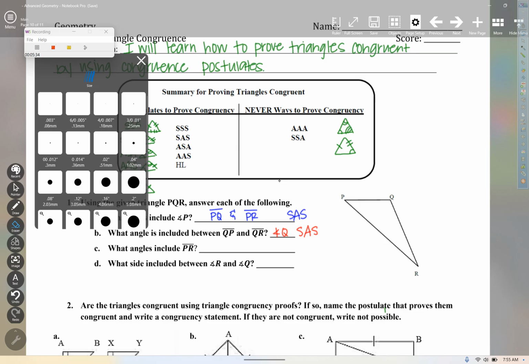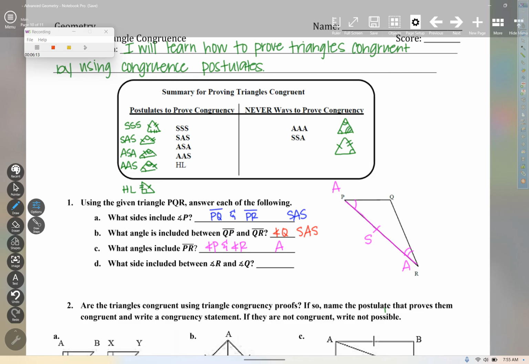What angles include segment PR? Okay, so if I highlight segment PR, that's a side, so that would be a tick mark. What angles include that? Well, the angles that are touching that segment are angle P, so that gets an arc mark, and angle R. And since I've already used one arc mark, I'd have to use two arc marks on angle R. So angle P and angle R. And if I go around my triangle there, I have angle, then a side, then an angle. So angle, side, angle.